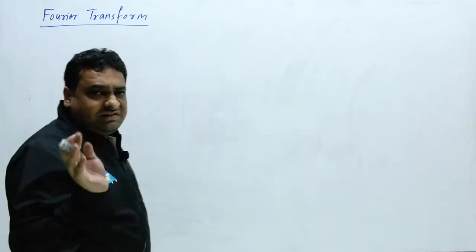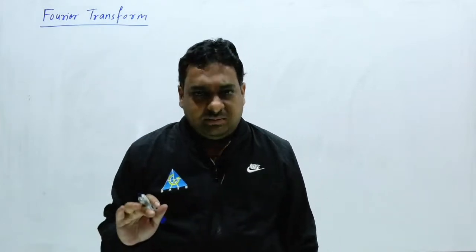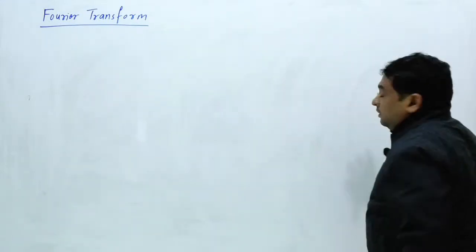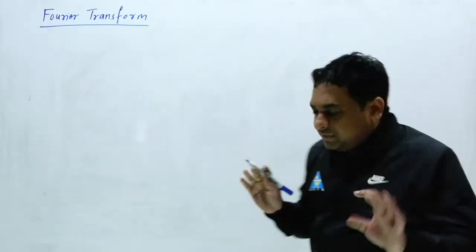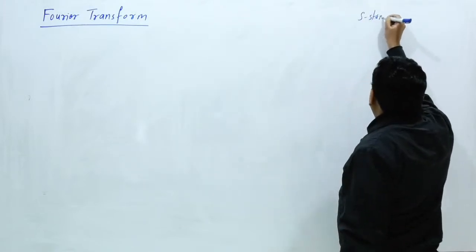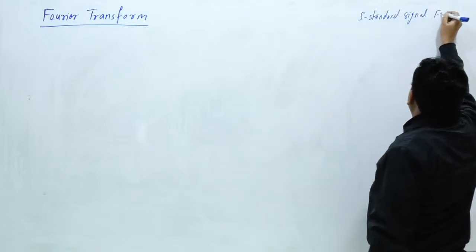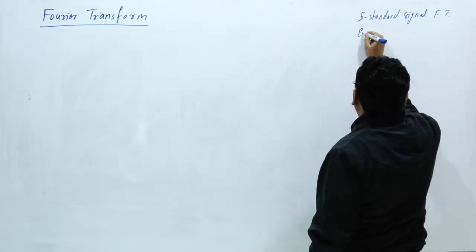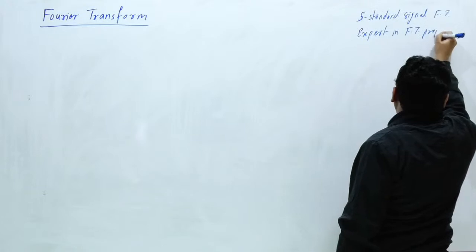First I want to tell you exactly how we can get maximum marks in Fourier transform, maximum meaning full marks out of full marks. One thing you should remember: in the last class we studied 3-4 standard signal Fourier transforms. You should know approximately 5 standard signal Fourier transforms, and we should be expert in Fourier transform properties.